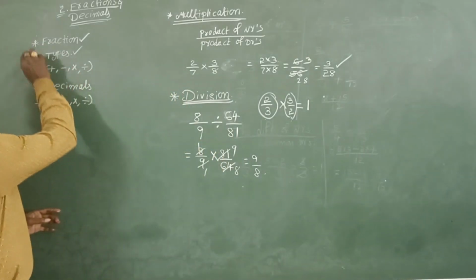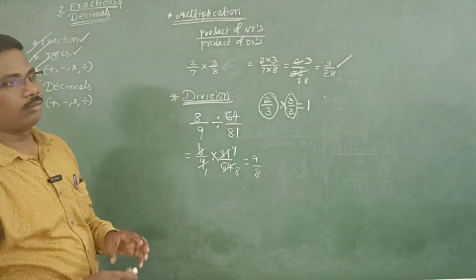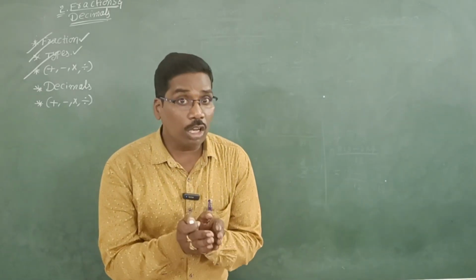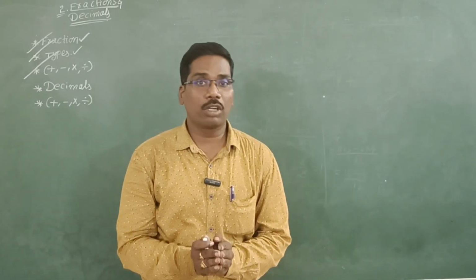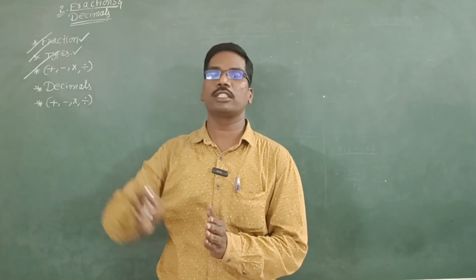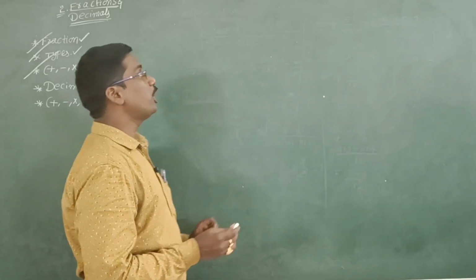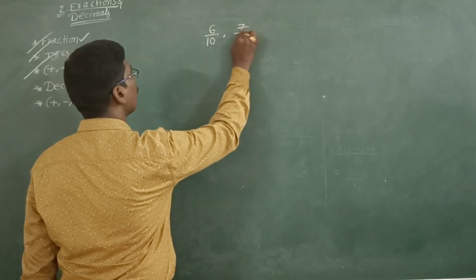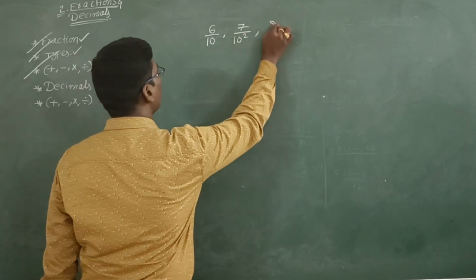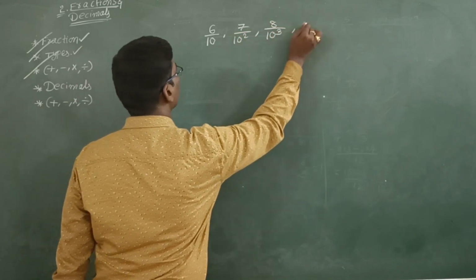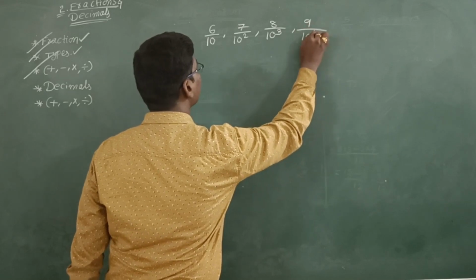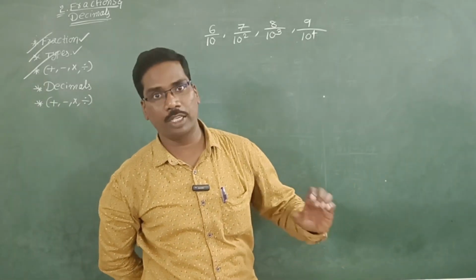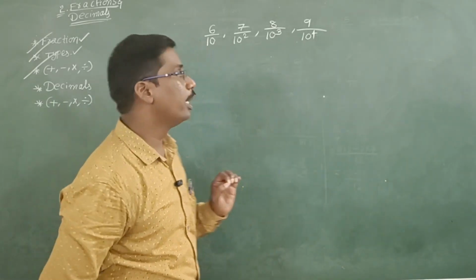Next, we go for decimals. Now, decimals. What is meant by decimals? Decimals are also called fractions. The fractions which have denominators of 10 or powers of 10 are called decimals.